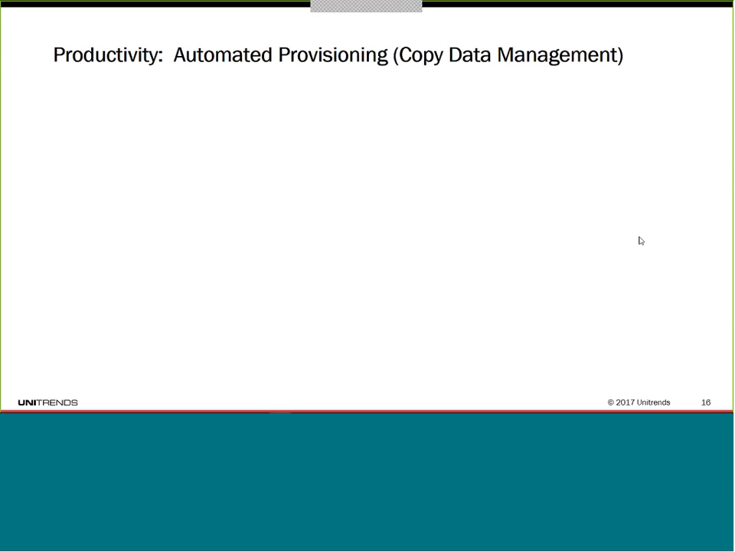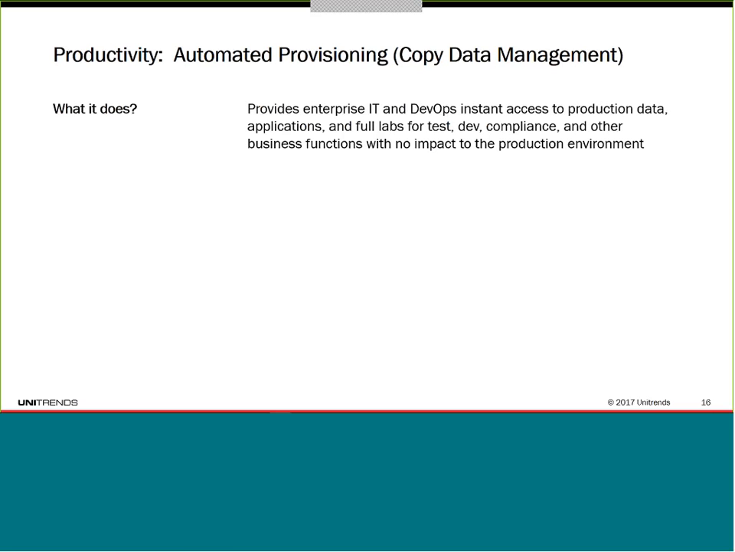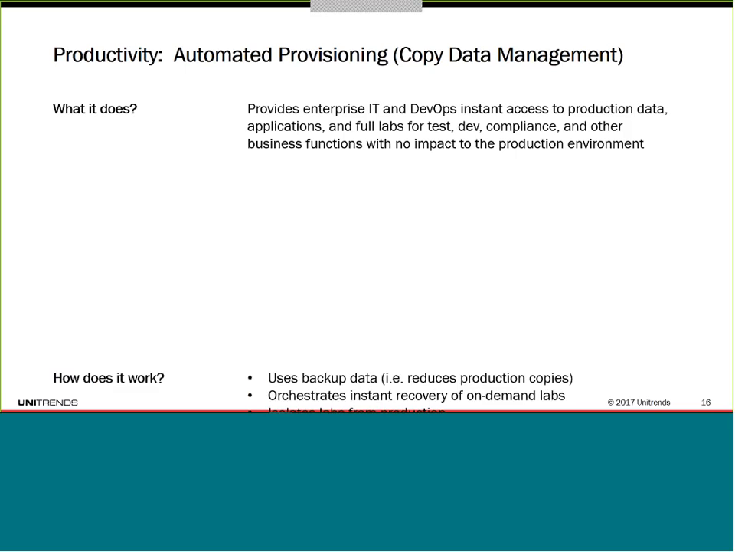Now it can do that still, of course, and that's what we use in our own cloud to make sure that we can hit 1 hour SLAs on recovery with premium DRaaS. But now we have the ability to use it for automated provisioning or copy data management. And what it does for you is it's going to provide enterprise IT and DevOps instant access to production data applications. You'll be able to spin this data up in a test environment and test against it, apply patches, things like that, and make sure that it's going to work properly in your test environment before you roll it out into your production environment.